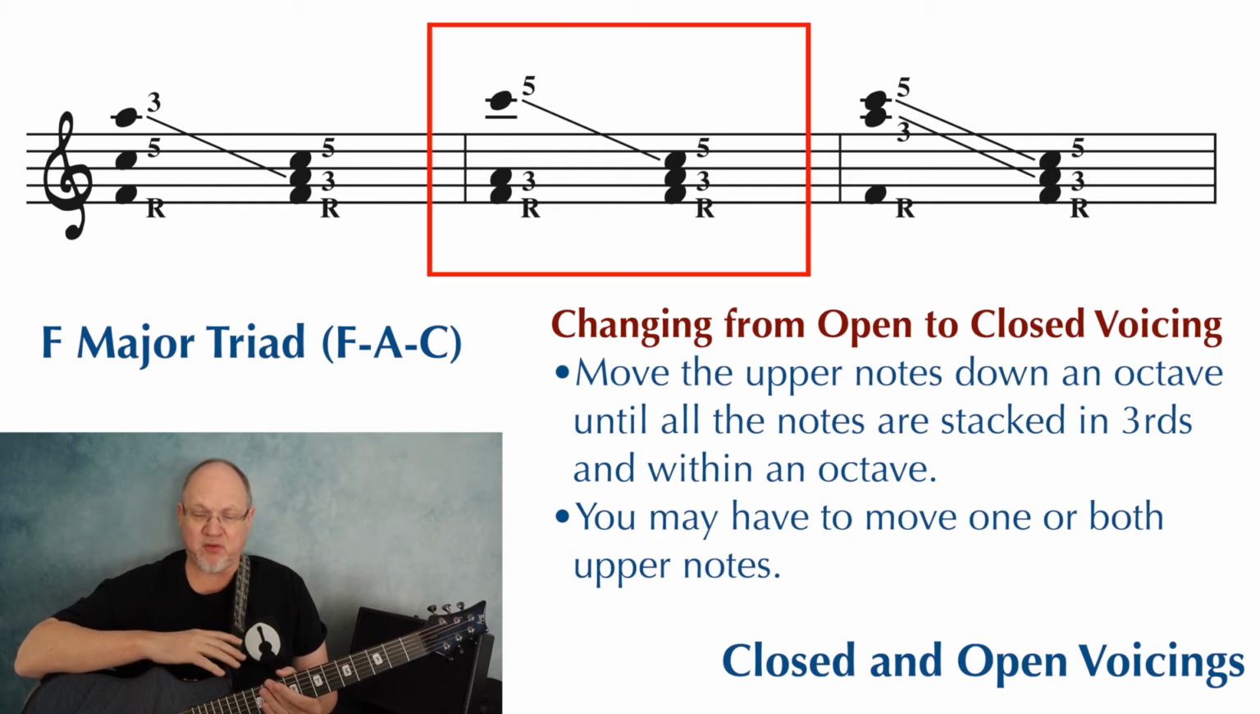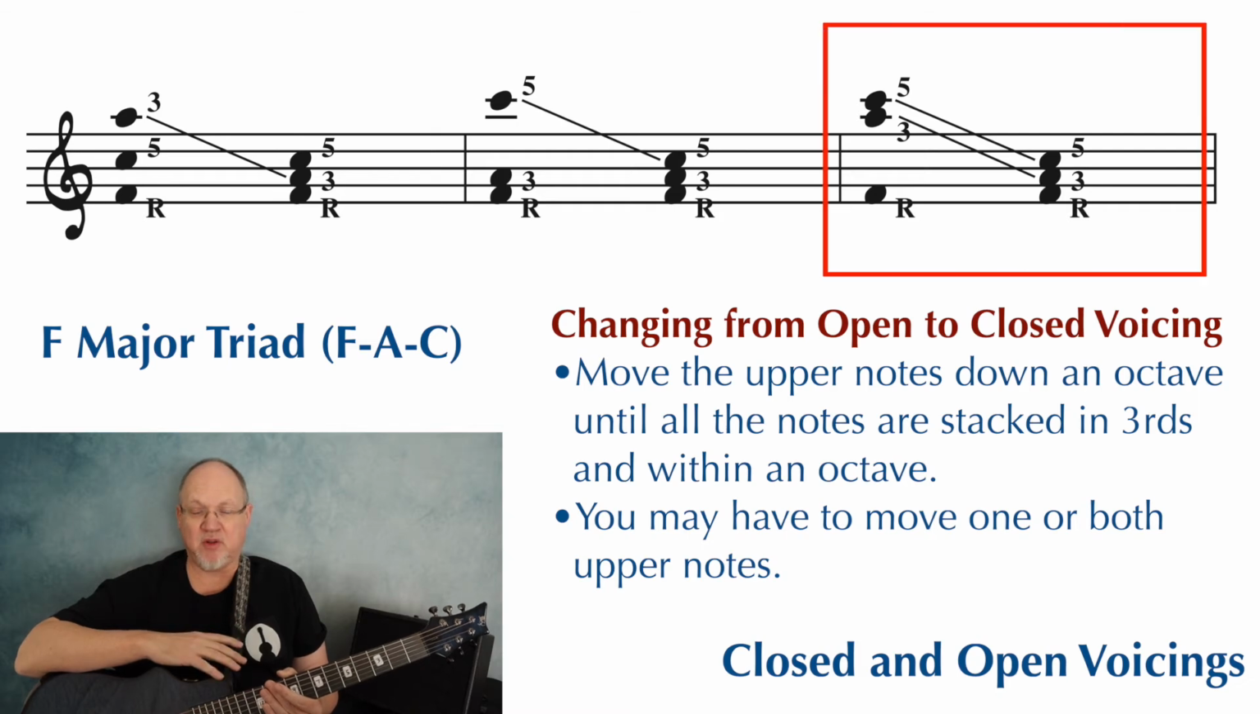Here's another open voiced F chord with the fifth raised an octave. So we have a root, third, and then the fifth way up high. To change that to a closed voicing, you would take that high C, move it down an octave so it's close to the root, 3, and 5, all stacked in thirds, all within an octave.